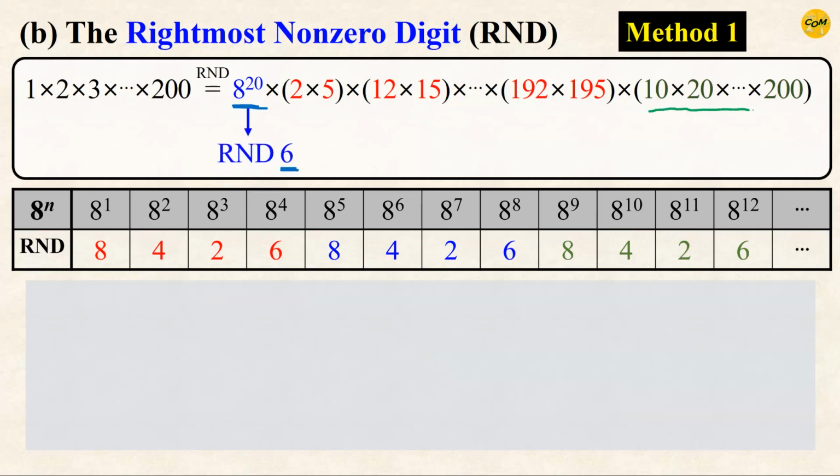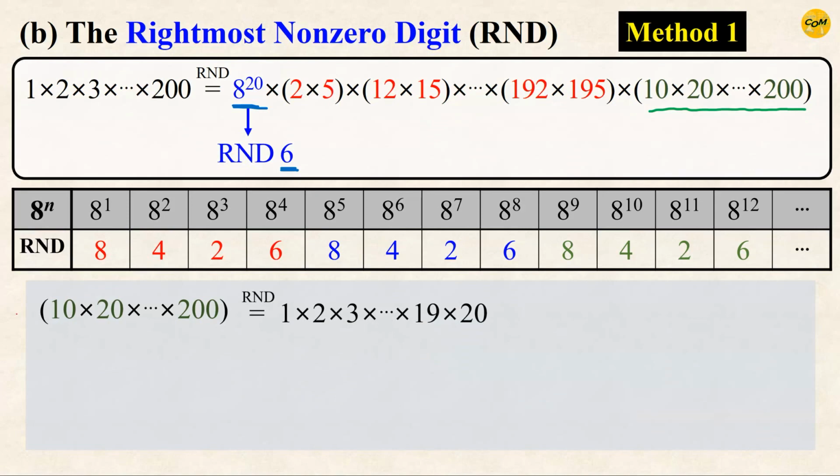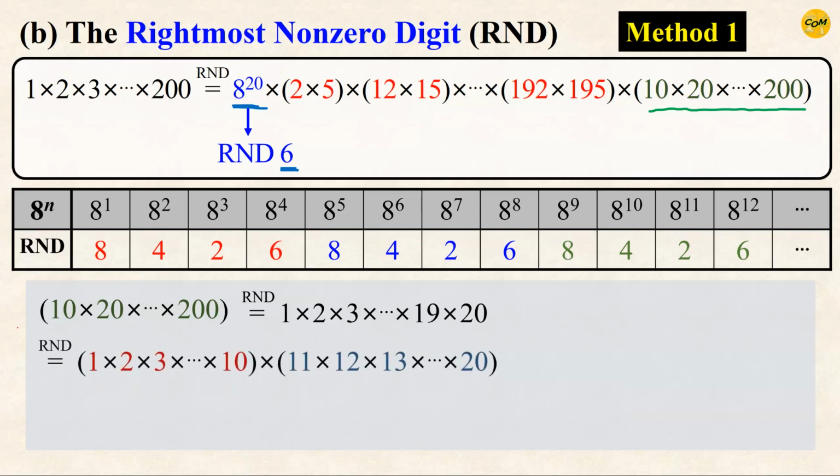Next, let us take a look at this product of multiples of 10. The first thing we can do here is to divide every number by 10, because 10 does not have any effect on the rightmost non-zero digit. Then, we can split this product into the product from 1 to 10 and the product from 11 to 20. Here, I have already shown that the product from 1 to 10 gives the rightmost non-zero digit of 8, and the product from 11 to 20 also gives the rightmost non-zero digit of 8. So we have the RND of 8 times 8, which is 4.